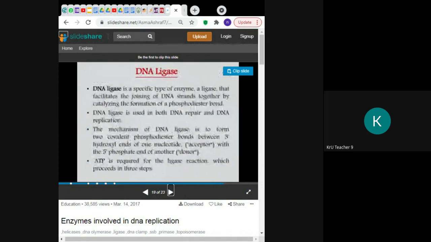And then DNA ligase. DNA replication on the two strands occurs in two different forms. On one it is continuous, on the other it is discontinuous. The discontinuous replication results in Okazaki fragments, and these Okazaki fragments are linked together by the enzyme DNA ligase.